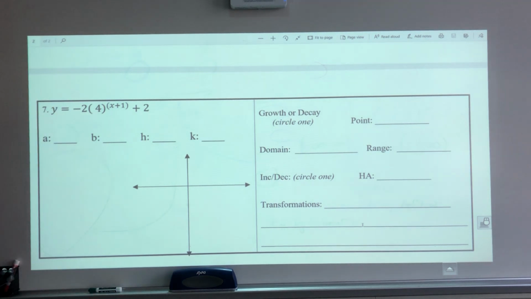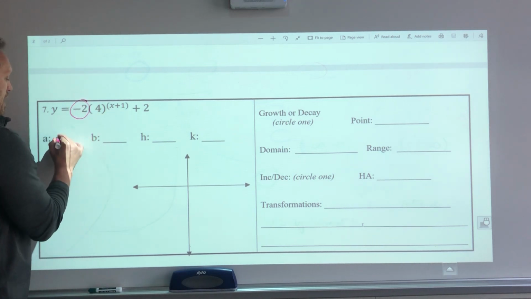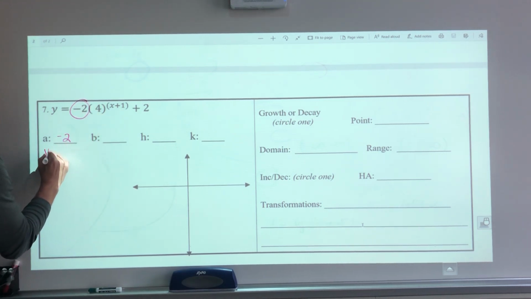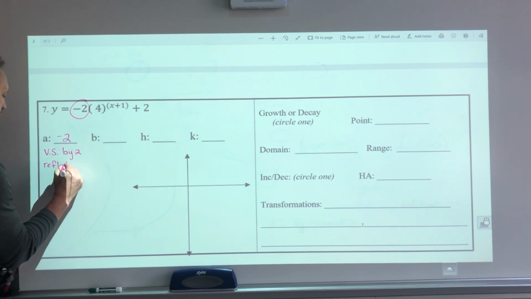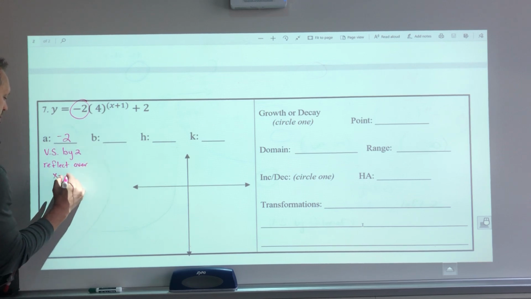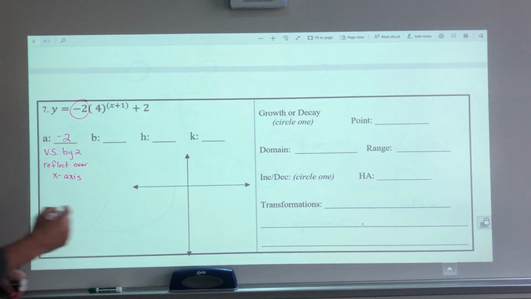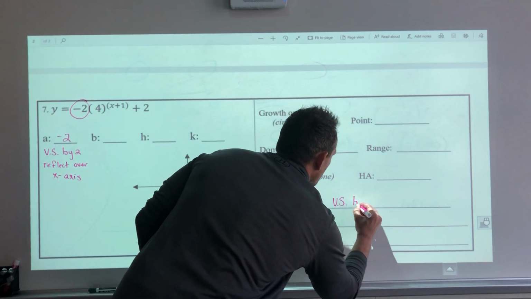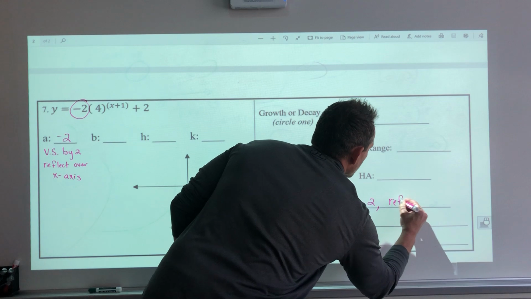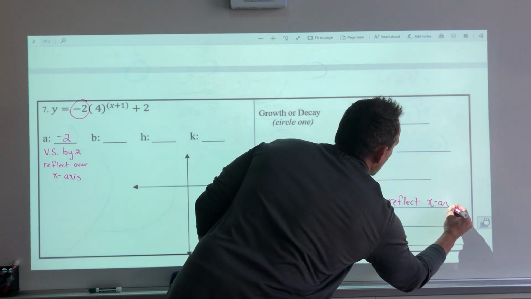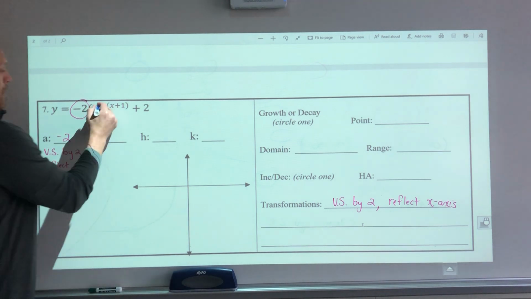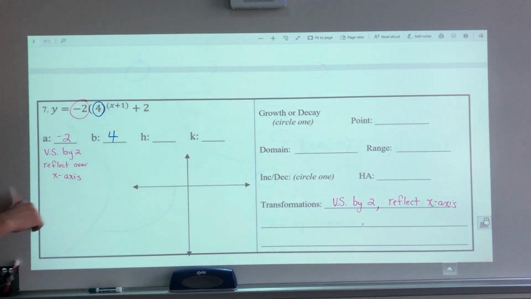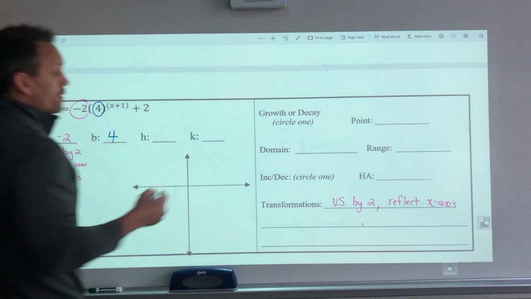All right. Looking here, A is at -2. That means it's vertically stretched by 2, and it's reflected over the x-axis. Vertically stretched by 2, reflected over the x-axis. Got those two. I'm doing this each a little bit differently just to kind of give you a different feel for how you can break this down. Our B is 4. So it means it's going to be a growth.